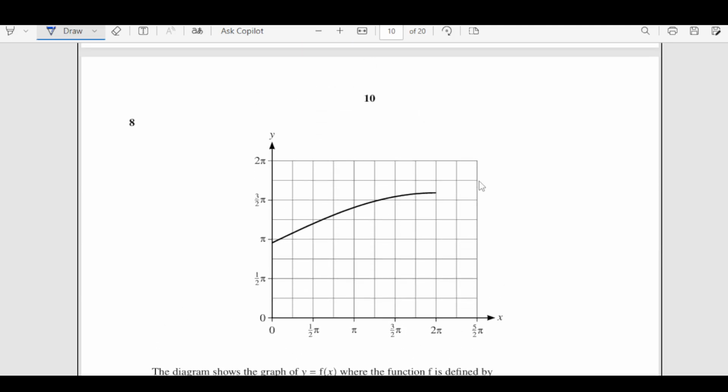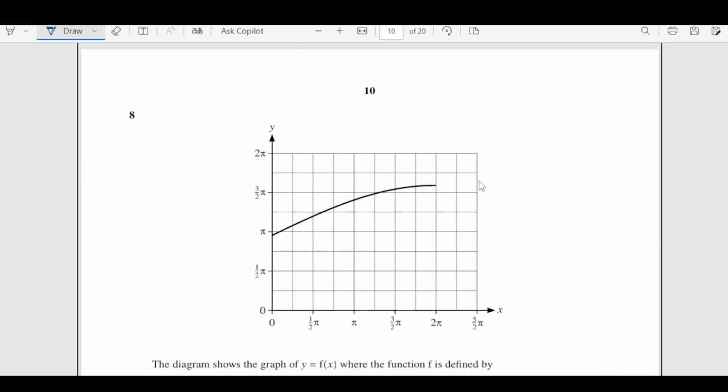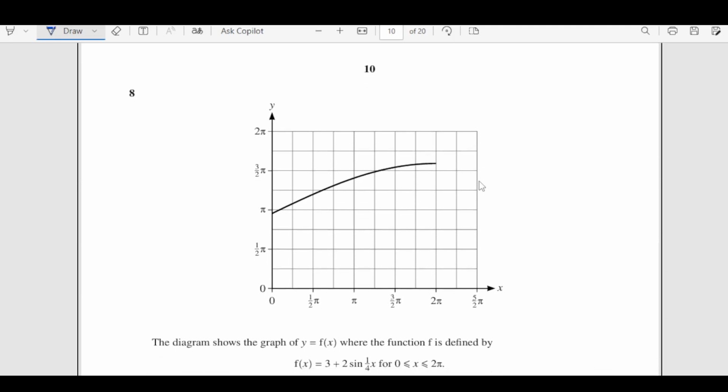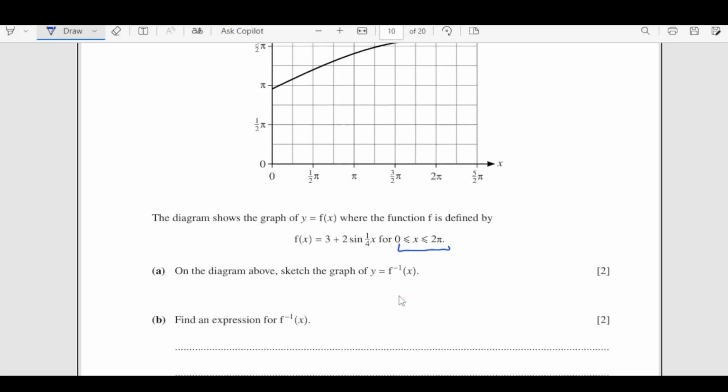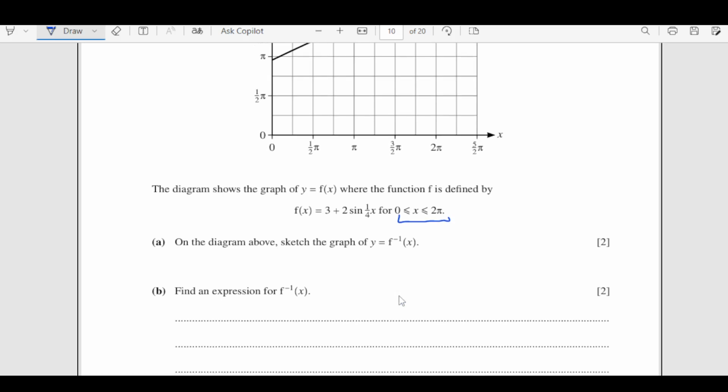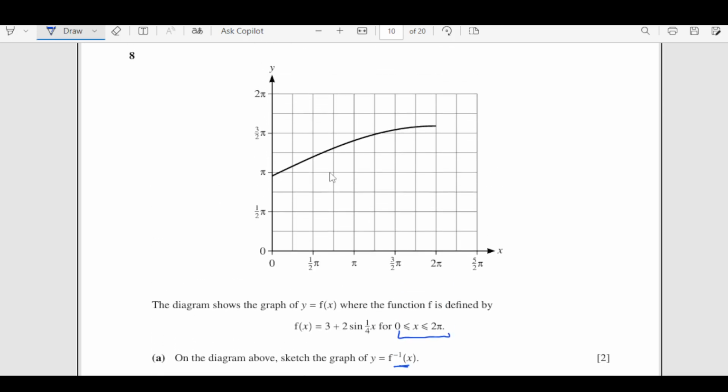right. Now question number 8, we have here the graph. The diagram shows the graph of y equals to f(x), where the function is defined by f(x) equals to 3 plus 2 sine 1 by 4x for 0 to 2 pi. On the diagram above, sketch the graph of y equals to f inverse x. We are looking for the f inverse x. So for f inverse x, it is going to be the reflection in y equals to x, right. So y equals to x is the line here, so we are going to join these points.